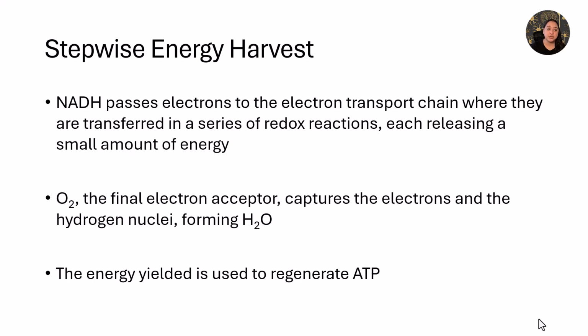So that molecule NADH passes electrons to this step called the electron transport chain. And those electrons there are transferred in a series of redox reactions, each releasing a small amount of energy. And then in that part, oxygen is the final electron acceptor, and that captures the electrons and the hydrogen nuclei, forming water. So the energy yielded is then used to regenerate ATP.